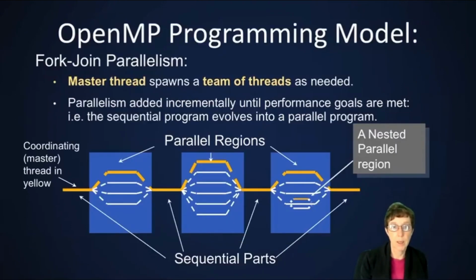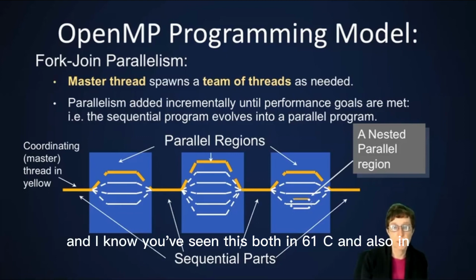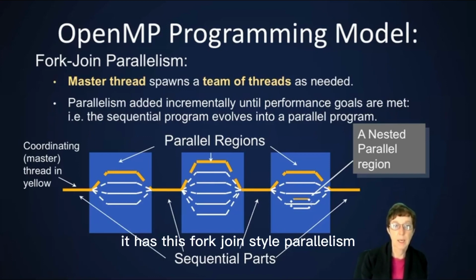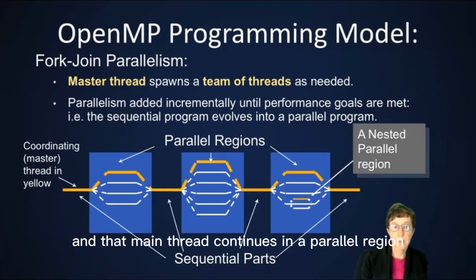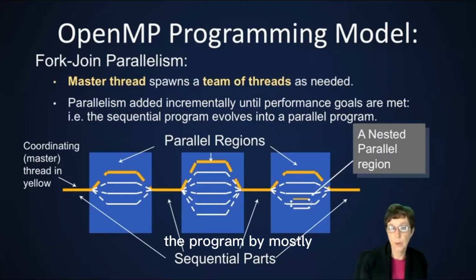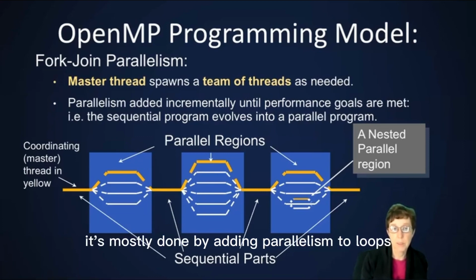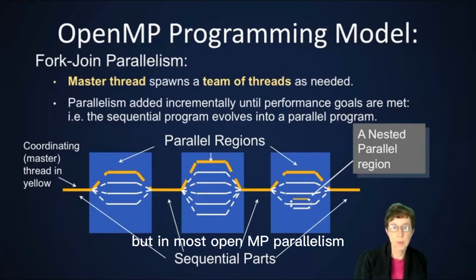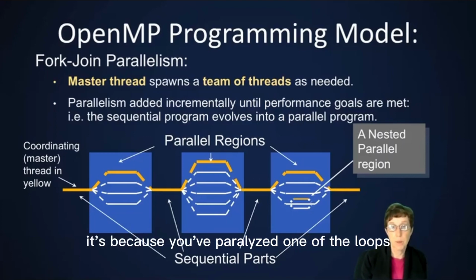We'll work through an example here, but just to remind you, and I know you've seen this both in 61C and also in lab last week, it has this fork join style parallelism. So it's got a main thread here, and that main thread continues in a parallel region as one of these threads. Parallelism can be added incrementally to the program, typically by adding parallelism to loops. There are other places you can put parallelism, but in most OpenMP code, if you're going to get any substantial amount of parallelism, it's because you've parallelized one of the loops.